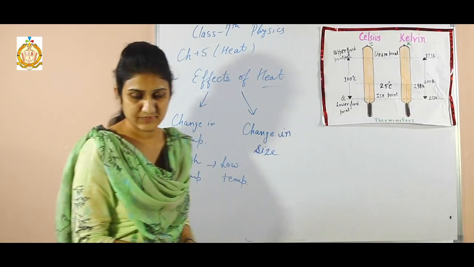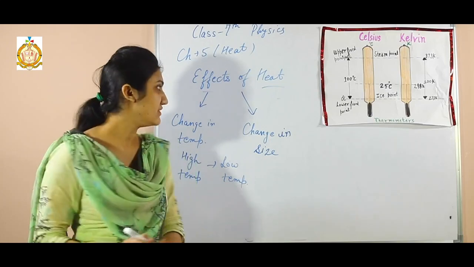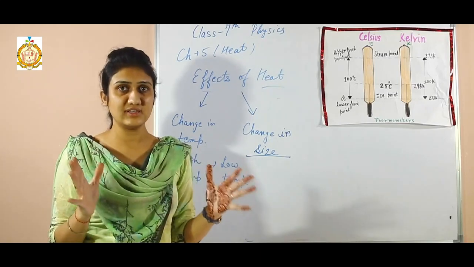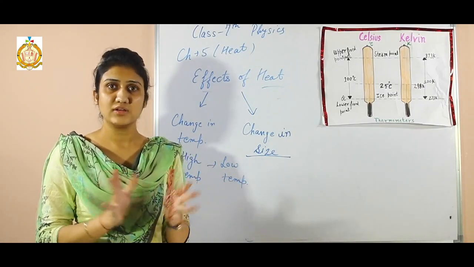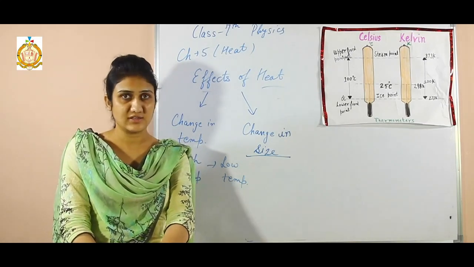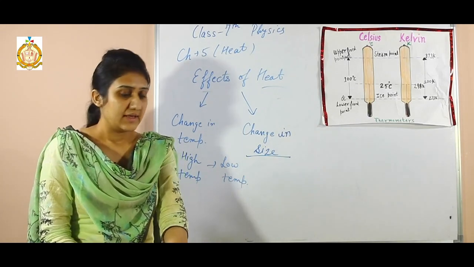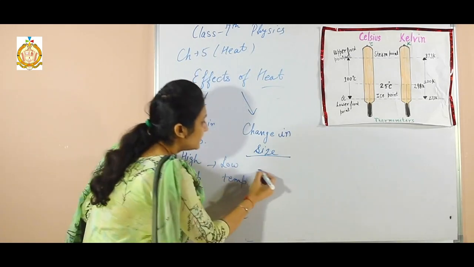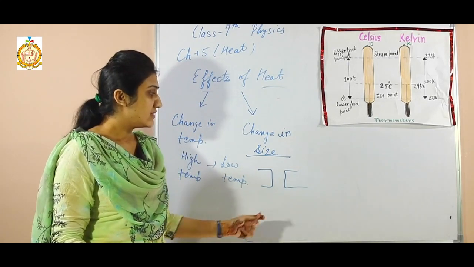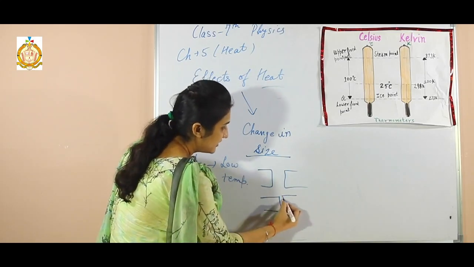Next, we shall discuss expansion and contraction. Change in size means expansion and contraction. Expansion means something is increasing in size and contraction means something is decreasing in size. We know that when an object is heated, its size increases, and substances generally expand on heating and contract on cooling. For this reason, there is some gap between the rail lines, if you have ever observed, because in winters they contract and in summers they expand.